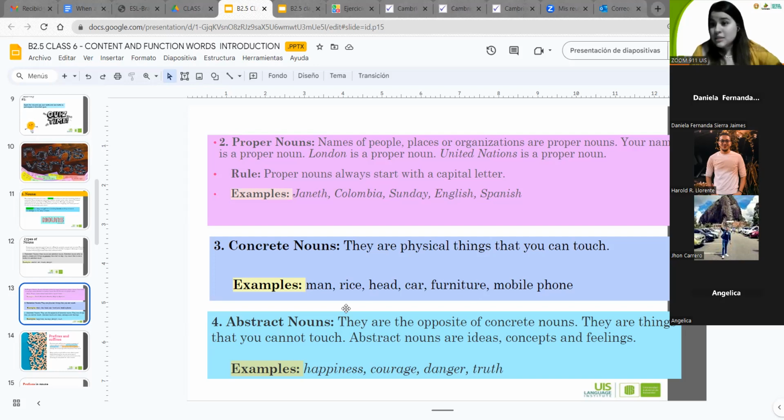However, if we say, okay, this is a cell phone, this is a cell phone for me, for everyone, because this is a concrete noun and it has a physical representation. Alrighty.